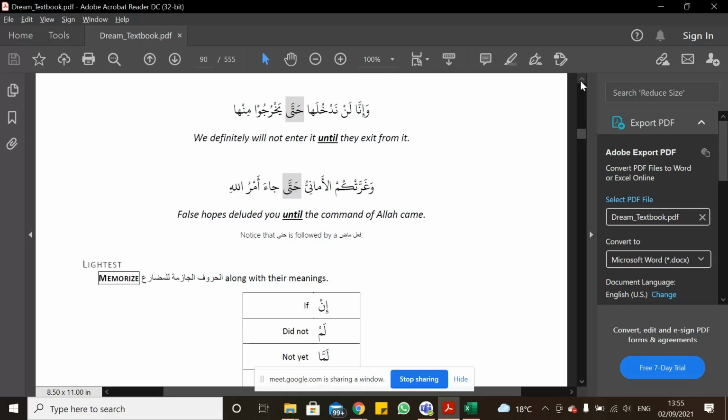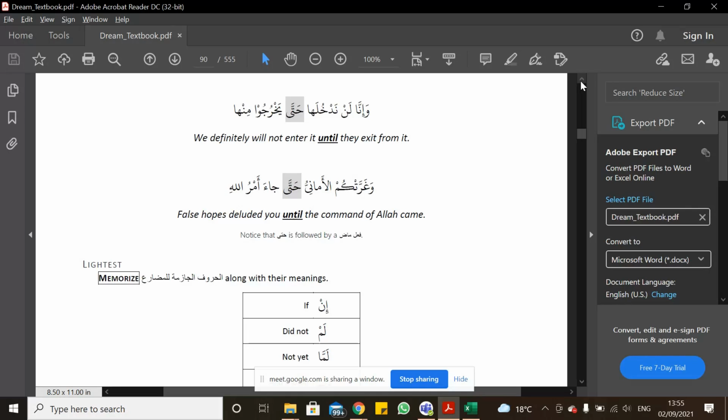Kum is maf'ul bihi. What does it mean? Kum means you. Now translate: false hopes deluded you all. Okay, now translate hatta.